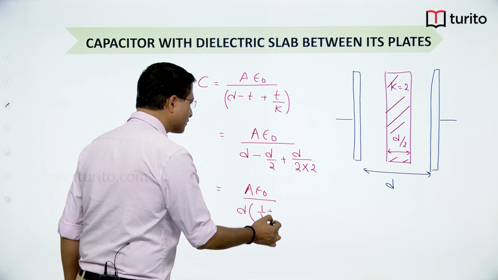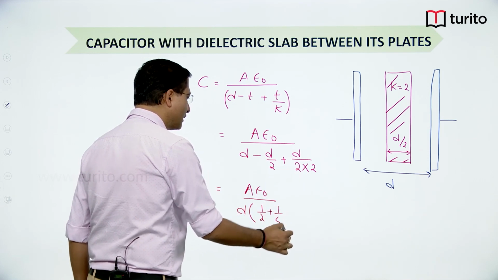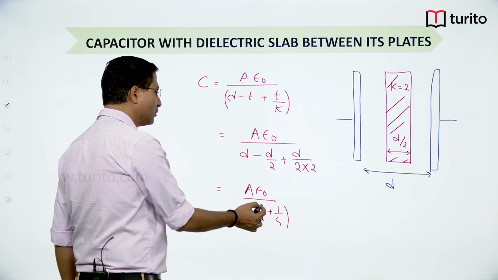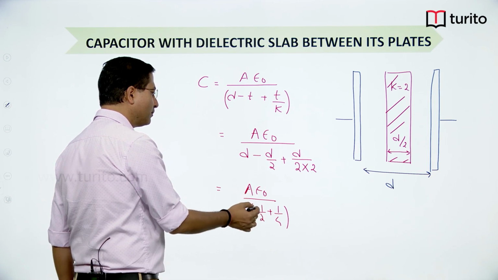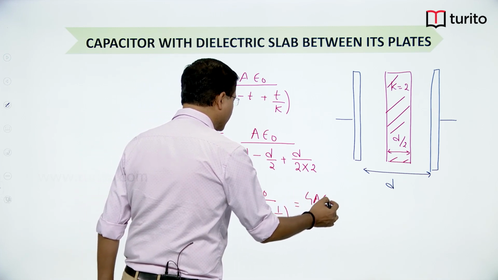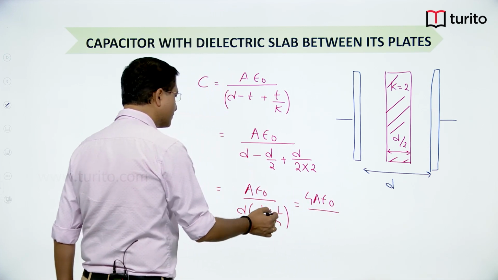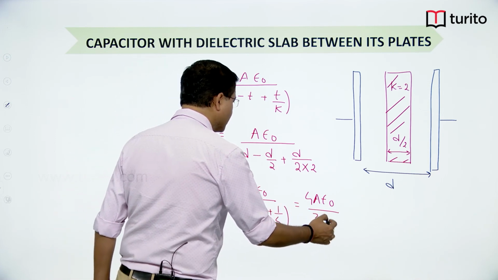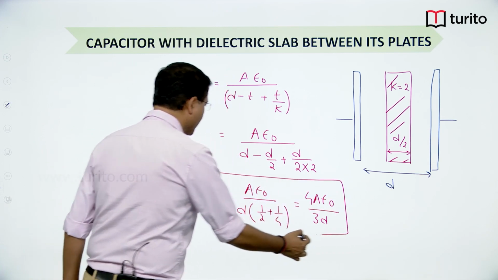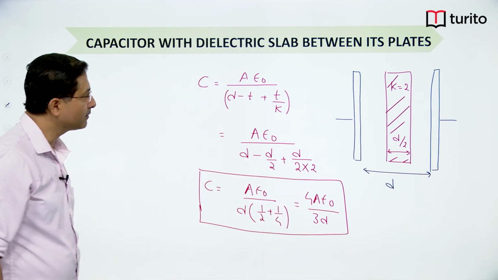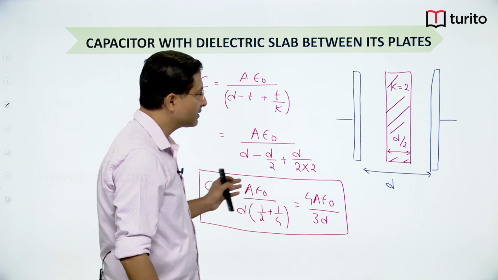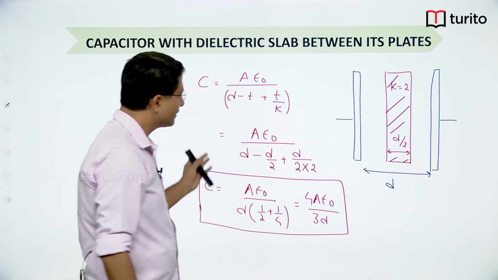that will be plus 1 by 2. So this term will be plus 1 by 2 and this is 1 by 4. If I simplify, multiply and divide by 2, this will become 2 and 4 will go up, and what we are getting is 4A epsilon naught divided by 3D. So this is the capacitance of the arrangement, right? I may have a situation where multiple slabs are present. So I hope the formula is clear.